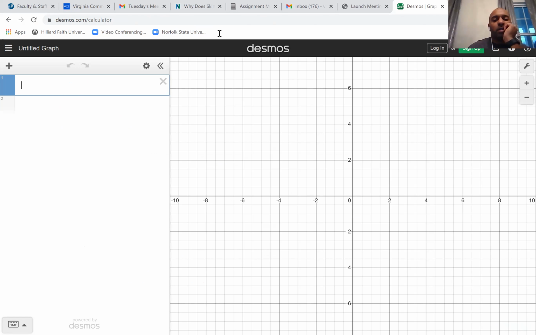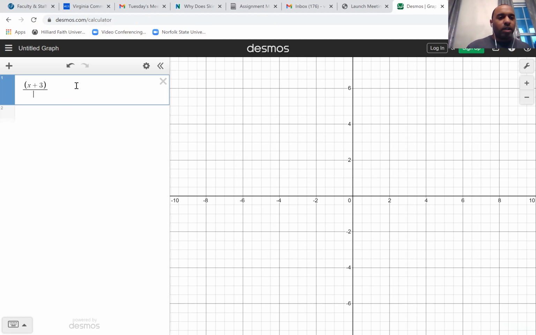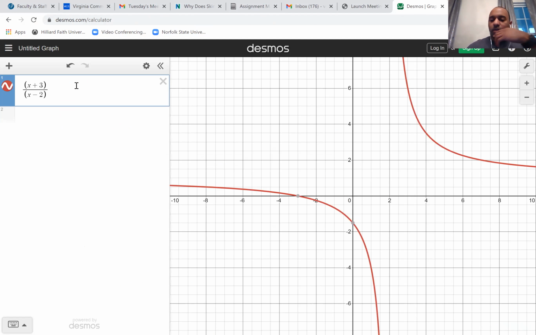Okay. Let's do this. So here, if I had x plus 3, oh, I want to do divide, parentheses x minus 2. It'll graph it just like that. As far as graphing, I'm not really asking you to do it by hand or anything like that. All you need is a graphing utility that you're comfortable with using.